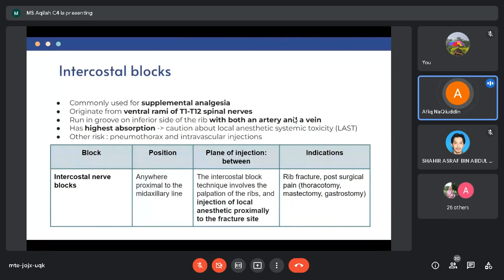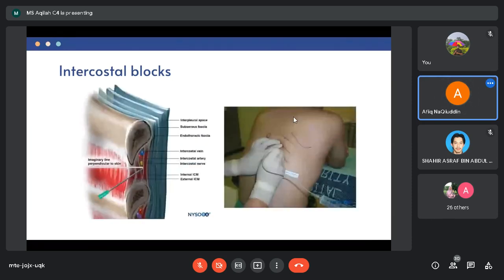The position is anywhere proximal to the mid axillary line. For the plane of injection, we aim to have the local anesthetic proximal to the fracture site, because it is indicated in rib fracture and post surgical pain in thoracotomy, mastectomy, and gastrotomy. Next. Okay, so this is the visual diagram of the intercostal block. Okay, next.